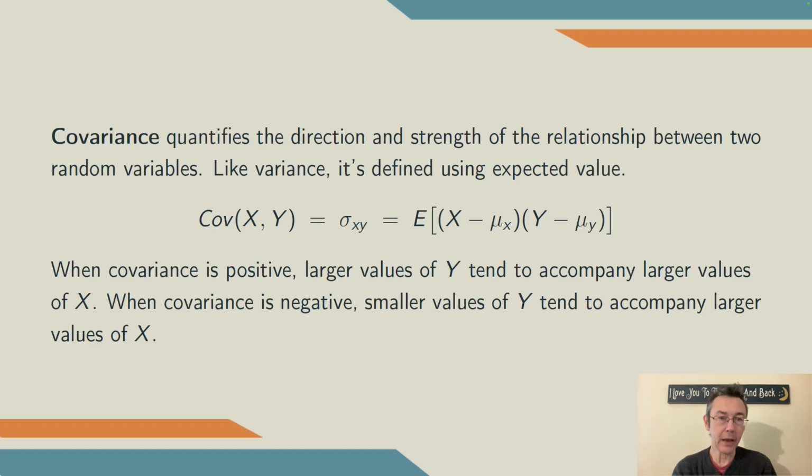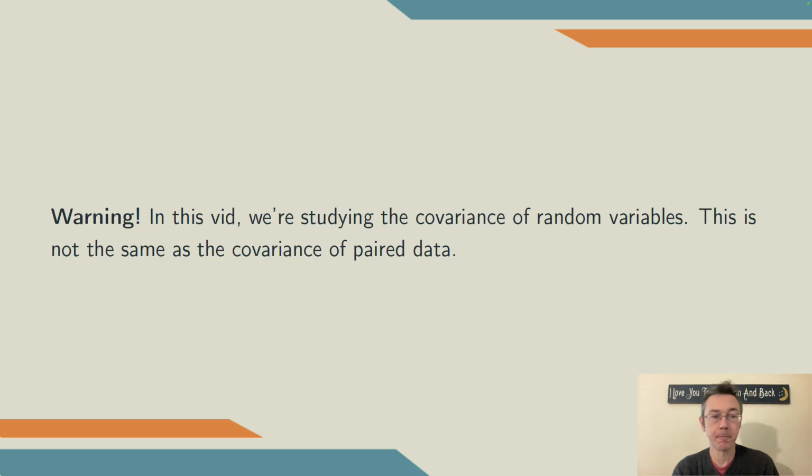In terms of interpretation, when covariance is positive, x and y both tend to get greater or smaller together. And when covariance is negative, the opposite is true. So when x gets bigger, y tends to get smaller and vice versa.